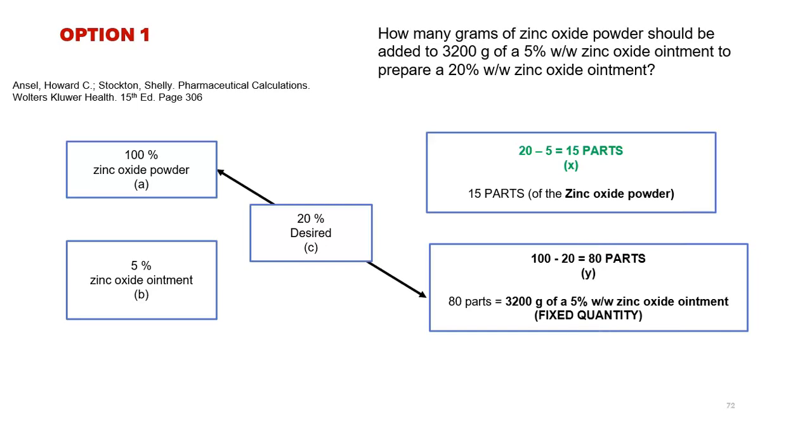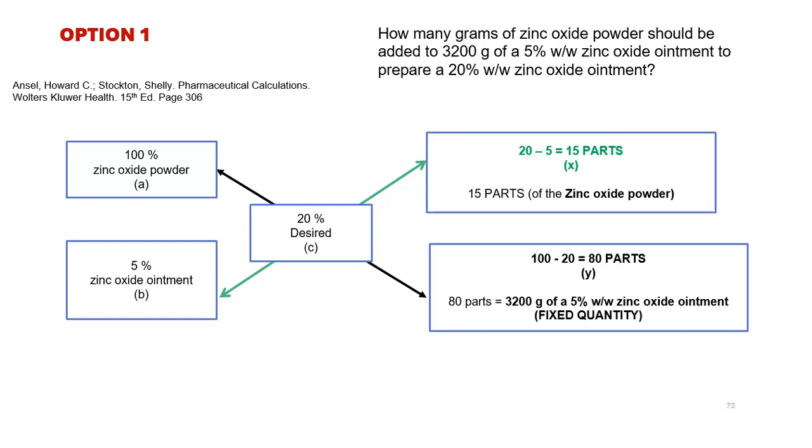In the recent video, I showed you how to set up your columns for alligation alternate. So here in column 1, we're adding zinc oxide powder, which is 100%, that's a pure powder. The zinc oxide ointment, which is 5%, that's what is given. And we desire, C, a 20% ointment. So remember, we subtract diagonal, but we read and interpret horizontal. So it's 20 minus 5 to give us 15 parts. We're always solving not for grams, but parts. So 15 parts of, we read across, the zinc oxide powder should be given.